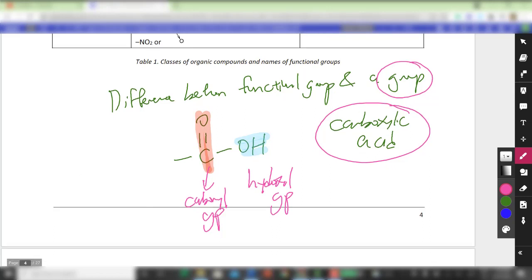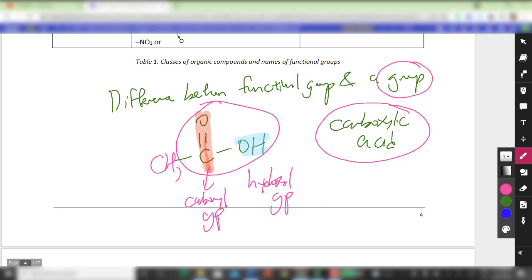That means that if I ask you to name this compound, you cannot name it as a carbonyl and hydroxyl. Or rather, if I ask you to give the functional group present in, let's say, this compound, CH3CO2H, you cannot call it a carbonyl and hydroxyl. You have to call it a carboxylic acid, because the functional group is carboxylic acid. You do not mix the group up with the functional group.